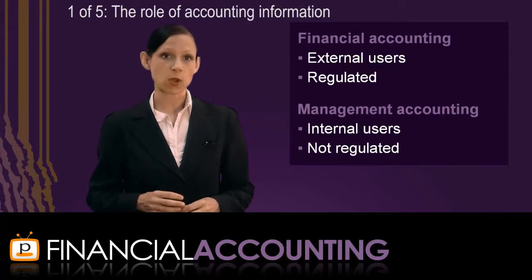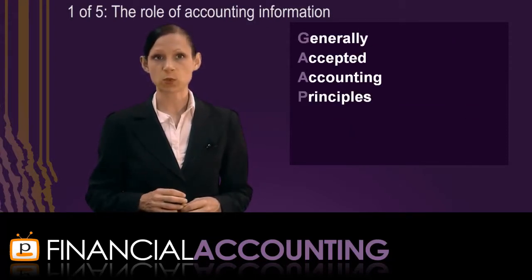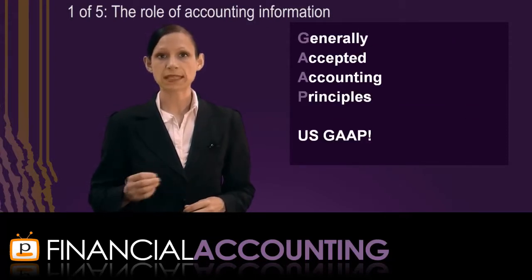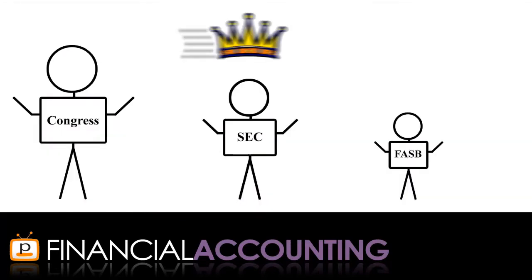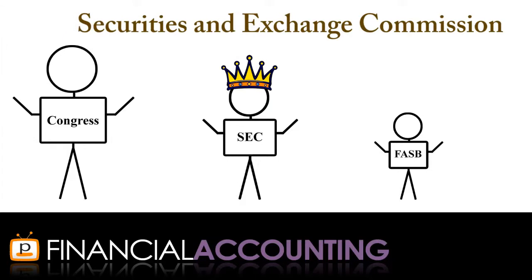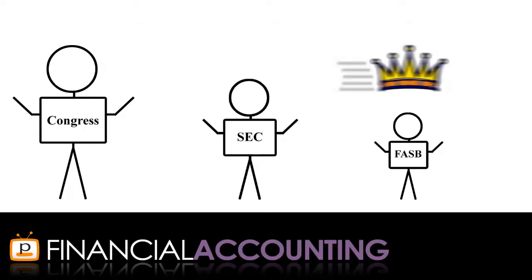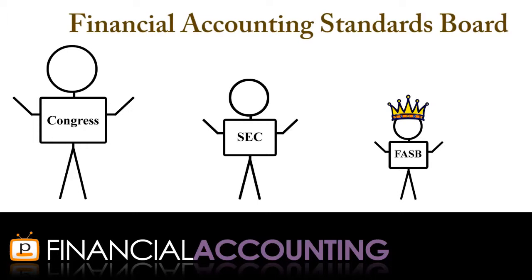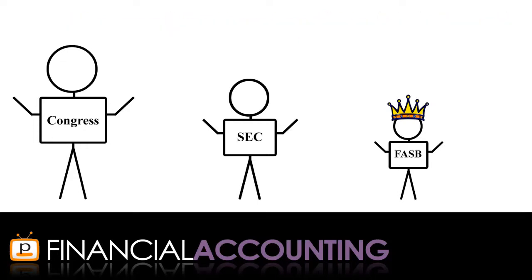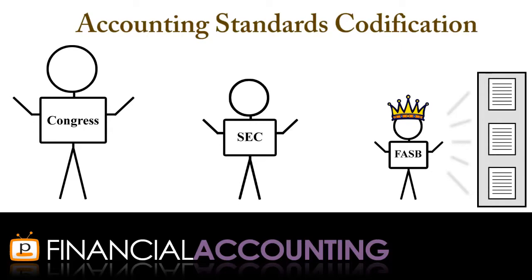The regulation is known as Generally Accepted Accounting Principles, or more commonly, US GAAP. The way it works is that Congress charges the SEC, the Securities and Exchange Commission, with the authority to issue the reporting requirements for companies who issue stock to the public. The SEC then delegates this task to the FASB, which is the Financial Accounting Standards Board. The FASB then issues the Accounting Standards Codification, that is the single authoritative source of US GAAP.